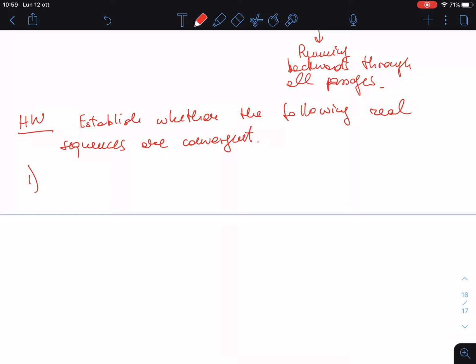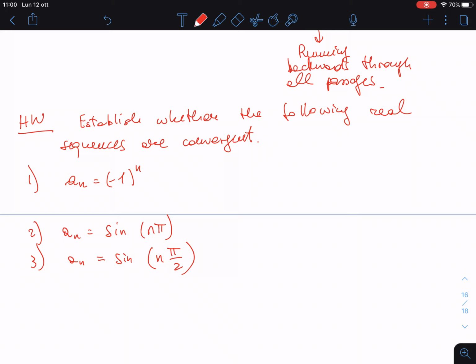So first is a_n equal to (-1)^n, the sequence that jumps hysterically from -1 to 1 and backwards. Okay? So second, a_n is equal to the sine of n pi. Third, a_n equals the sine of n pi over 2.